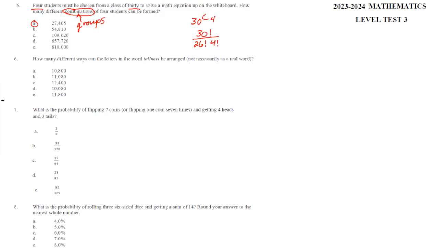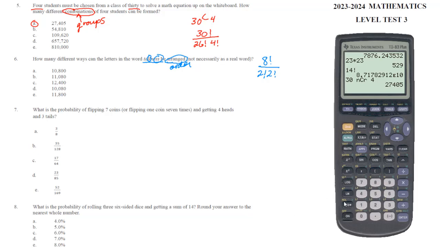Okay, next one, number 6. How many different ways can the letters in tallness be arranged? Notice this is orders or sequences. So we're going to count 1, 2, 3, 4, 5, 6, 7, 8. There are 8 factorial ways those 8 letters can be rearranged. However, notice the 2 L's are the same, and so they can rearrange themselves and we can't tell. So 2 factorial, get rid of that, and the S's, 2 factorial.